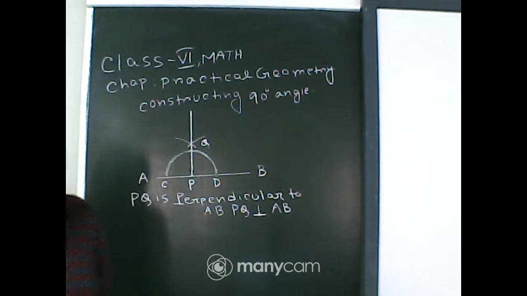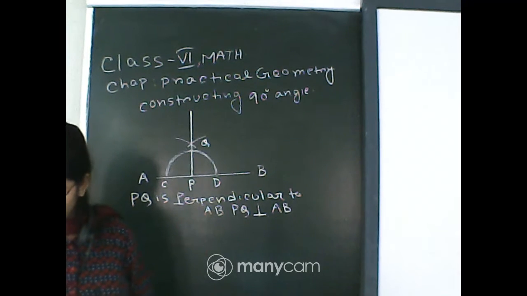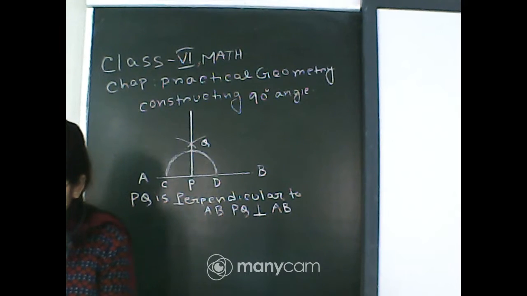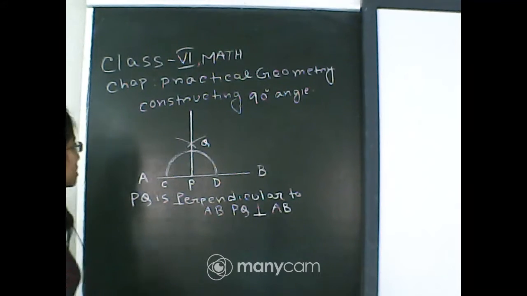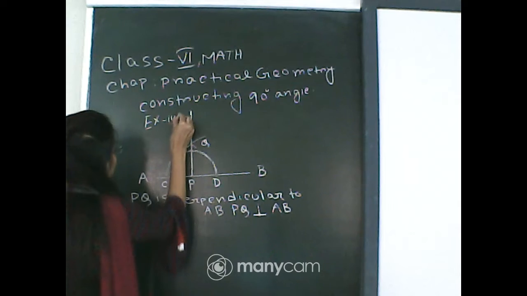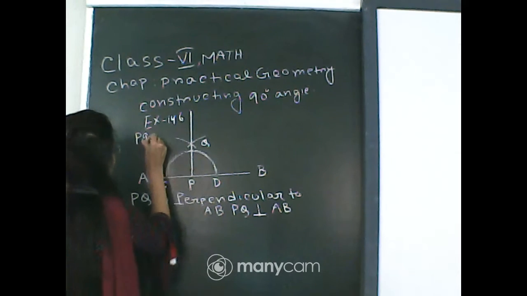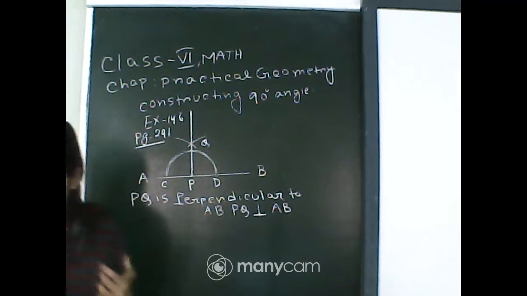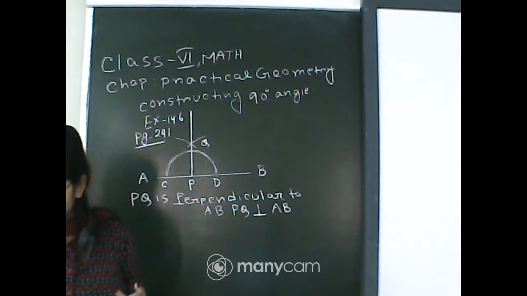Next, we will solve some questions of exercise 14.6. Question number 3, exercise 14.6, page 291. Draw a right angle and construct its bisector.